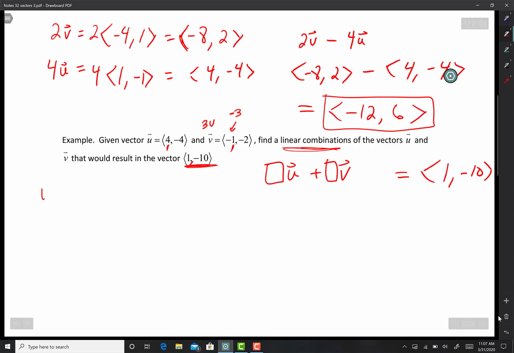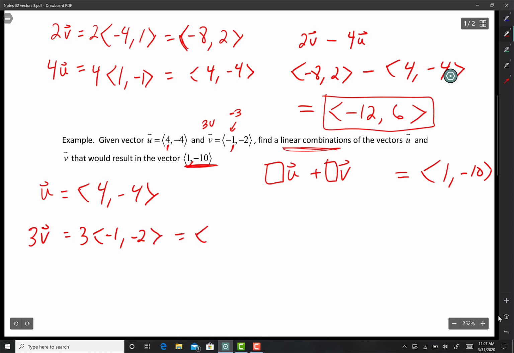In case you're wondering, Chavez, I have no idea what you're doing. Here's what I'm doing. Vector u, just one of these u's, is 4 comma negative 4. Vector v is negative 1 comma negative 2. But if I say 3v, notice I put 3 in front of the v. That means 3 times vector negative 1 comma negative 2. And when I do that, here's the resultant vector that I get from 3 times v: negative 3 comma negative 6.